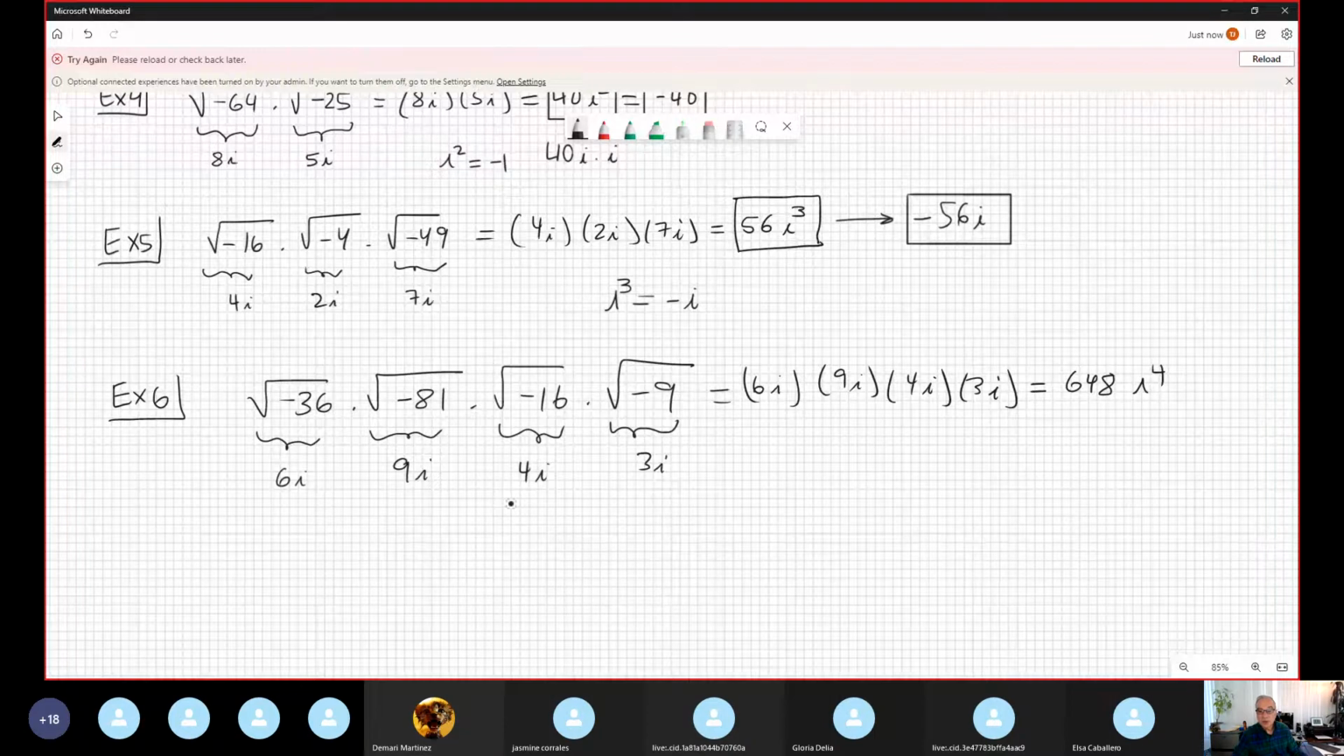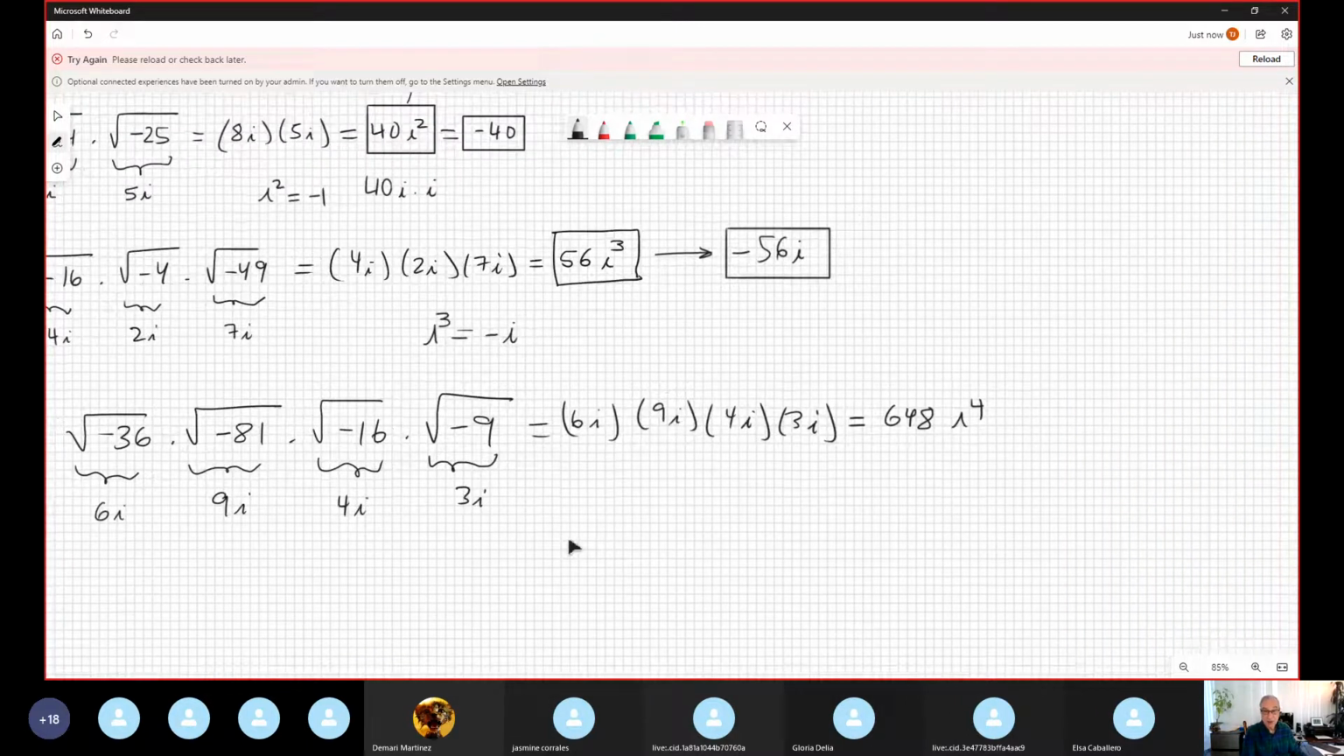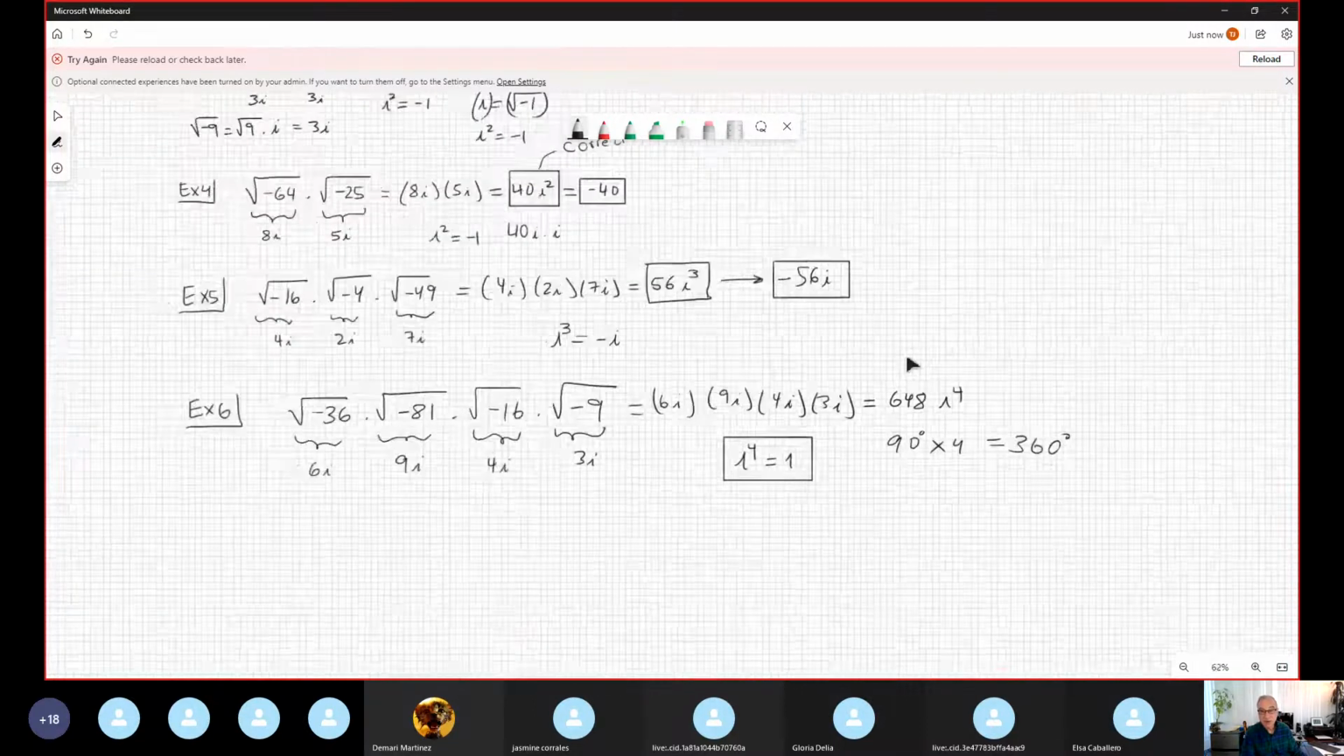Because we have 1, 2, 3, and 4i. And leave it like that? No. Well, it is correct, but it's incomplete. You need to know that i to the 4th power is positive 1, because you rotate 90 degrees 4 times, and 90 degrees multiplied by 4 is 360, and 360 degrees stays the same, in the same real axis positive direction.